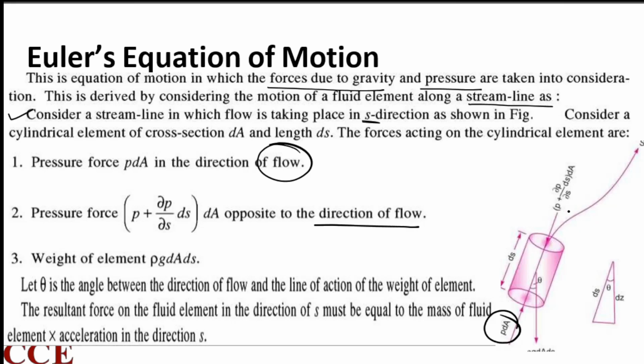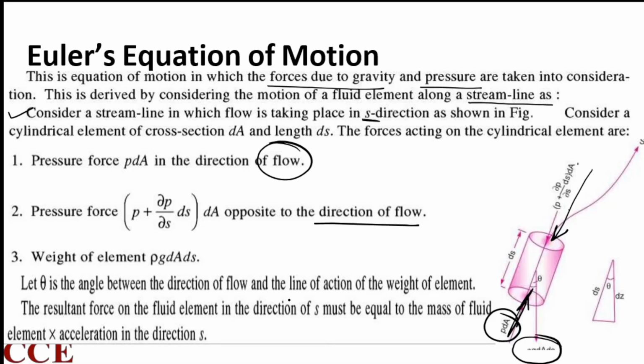That will be equal to (P + ∂P/∂S ds) dA, which acts in the opposite direction. Then there will be the weight of the element, ρ g dA ds. Let theta be the angle between the direction of flow and the direction of action of the weight of the element. So this angle we are assuming as theta.